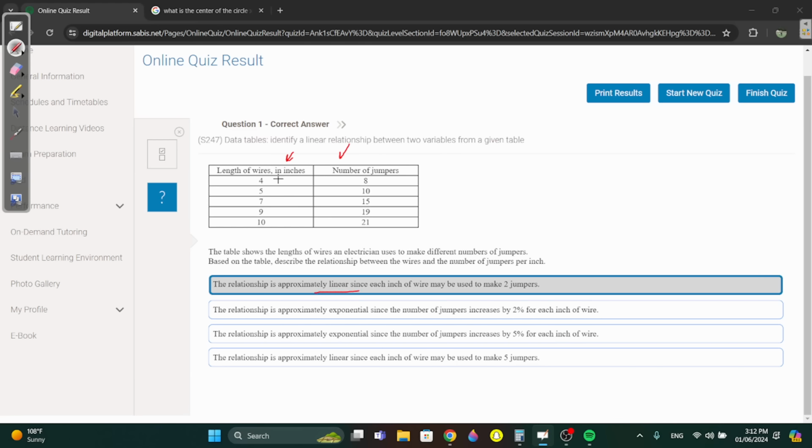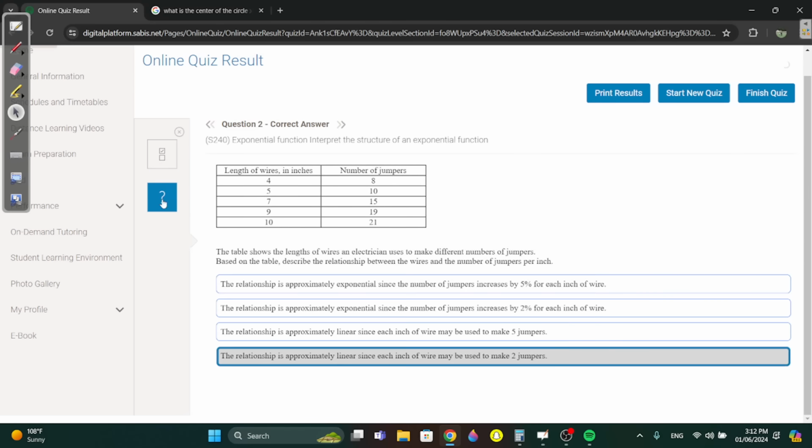It's approximately linear because you're pretty much multiplying by 2, multiplying by 2, but here it's almost multiplying by 2. 7 times 2 is 14, but it's 15, so it's close. Then 9 times 2 is 18, but here's 19, so it's still close. And 10 times 2 is 20, but it's 21, so it's close. So it's approximately linear, and the constant is 2. And the approximation is 2.